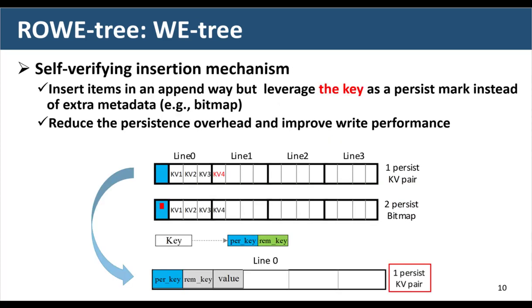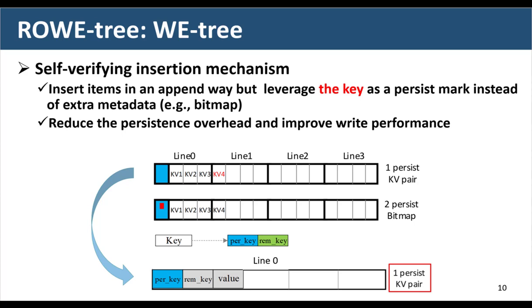We now describe the self-verifying insertion mechanism. The item is inserted in an appended way, but we leverage its key as the persistent mark instead of additional metadata, for example, a bitmap. Since modern processors support 8-byte atomic writes natively, we split the key into two parts: the 8-byte persist key and the remaining key. The split principle is to separate the critical 8-byte key to make the remaining key smaller than the smallest key of the leaf node. Next, we first write the remaining key and the value, then store the persist key as the persist mark. This ordering guarantees that the persist key is written after all the other parts of the item have been written. If the system crashes, we can identify partially written items because the remaining key is invalid.